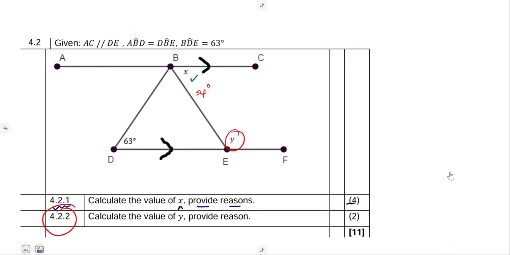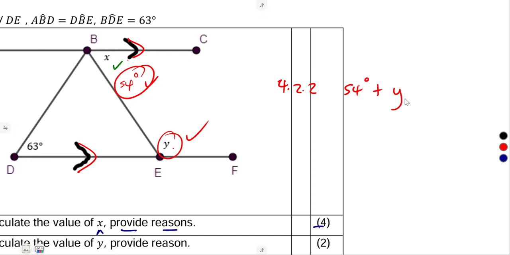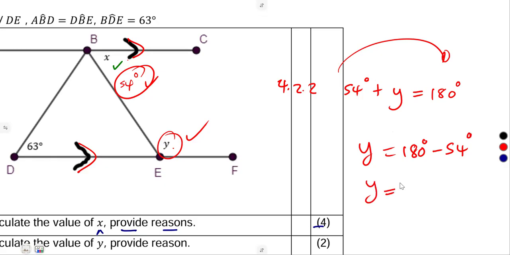So co-interior angles, y and 54 degrees is supposed to give us 180. This time we are very sure about this statement because of what? They gave us this condition that they are parallel. So we are very sure about this one this time. To say angle x, which is 54 degrees, and angle y there, when added together, we must obtain 180 degrees. So take this to the other side. Y is 180 minus 54 degrees. So y is going to give us 126 degrees. Okay, so be very careful when attempting your questions.